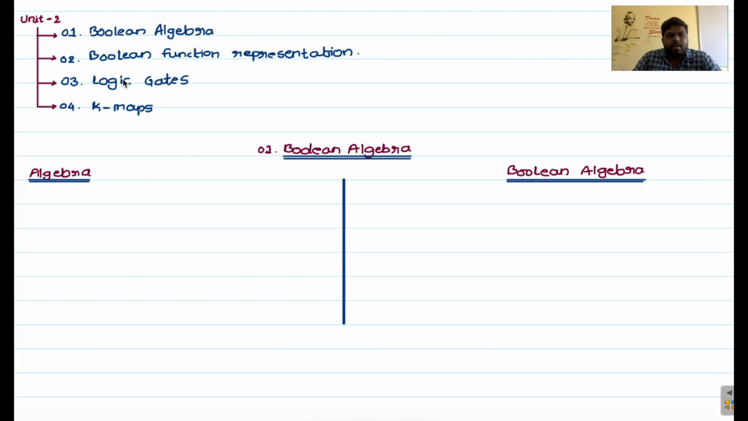This is your second unit. So these are the topics which come under unit 2: Boolean algebra, Boolean function representation, logic gates, and K-maps. Okay. First we will discuss Boolean algebra.